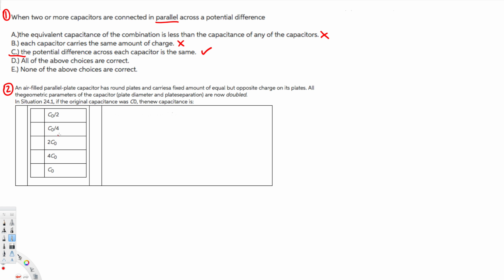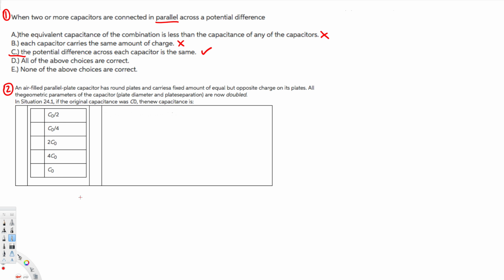Let's look at the second question. An air-filled parallel plate capacitor has round plates and carries a fixed amount of equal but opposite charges on its plates. All the geometric parameters of the capacitor, plate diameter and plate separation, are now doubled. If the original capacitance was C0, what is the new capacitance? So that's the question. Let's see how we can find it.